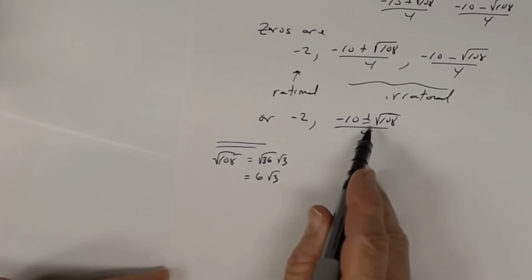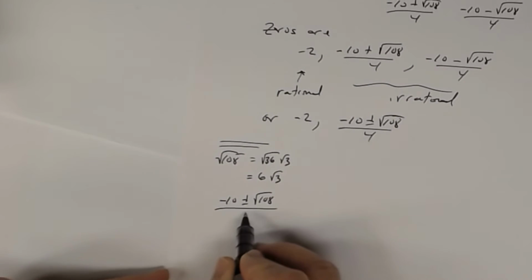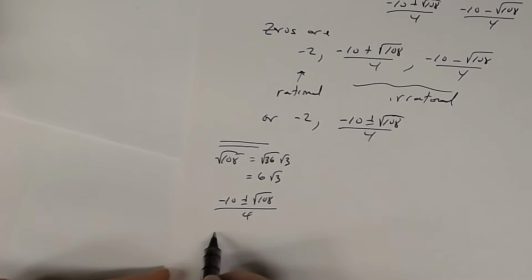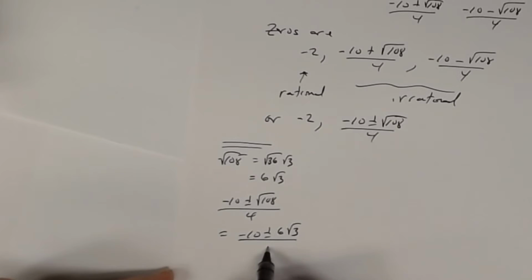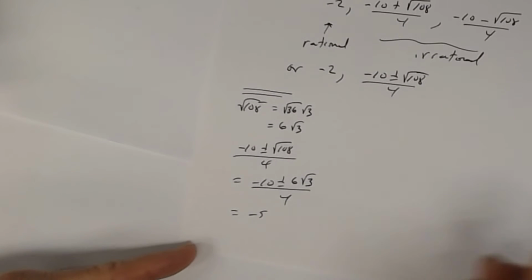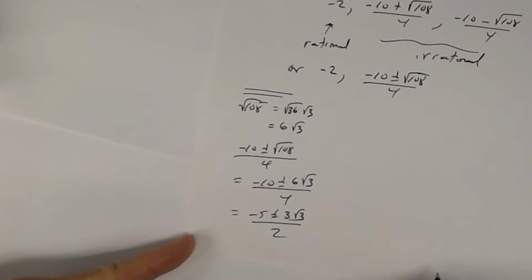So what that means is this right here, negative 10 plus or minus the square root of 108 divided by 4, I'm going to write as negative 10 plus or minus 6 square root of 3 divided by 4. And notice negative 10, 6, and 4, they all have 2 in common. So when I reduce, this becomes negative 10 divided by 2, 6 divided by 2, 4 divided by 2. So negative 5 plus or minus 3 square root of 3 divided by 2.